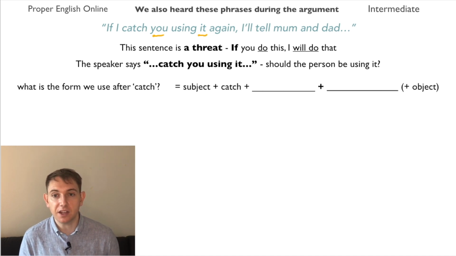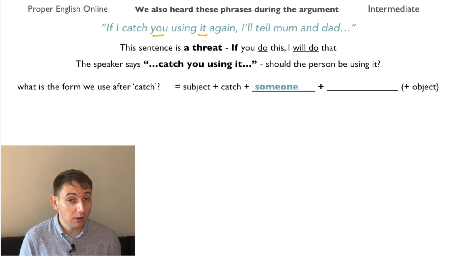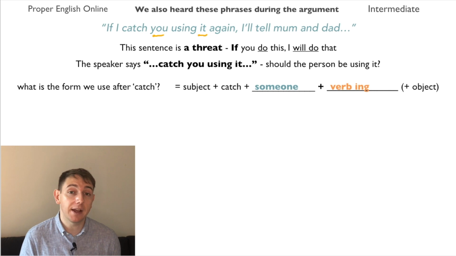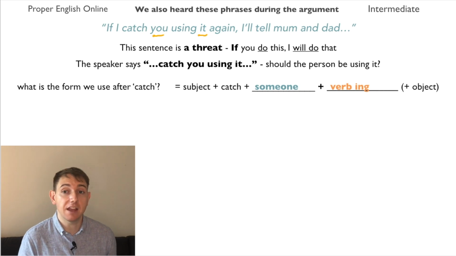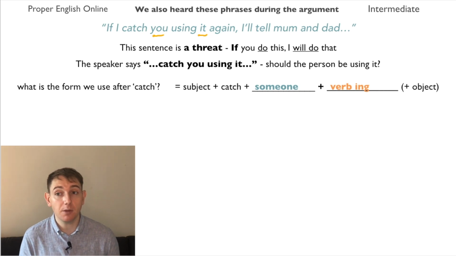We've got something like this, right? It's a subject, I, catch, someone, you, verb-ing. If I catch you doing this, I'll tell mum and dad. If I catch you using my laptop again, I'll tell mum and dad.